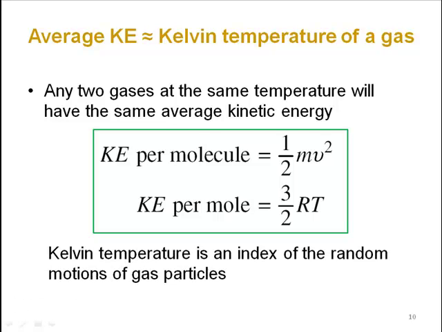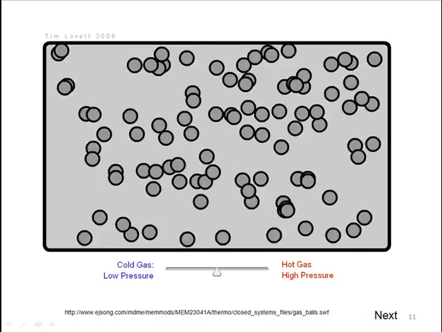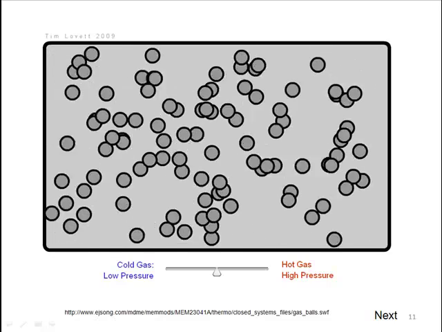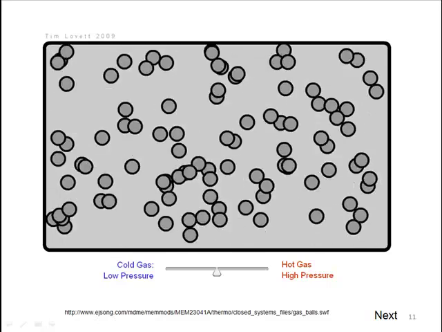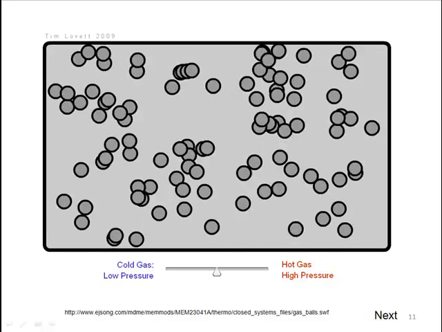Now, Kelvin temperature is an index of the random motion of the gas particles. So it is an average related to the kinetic energy. The higher the temperature, the greater the motion, is the basics behind the Kelvin system. If we go down to 0 Kelvin, to absolute zero, then we would have zero motion if we could go down that low. If you look here at this simulation, this is a gas moving at a particular temperature.